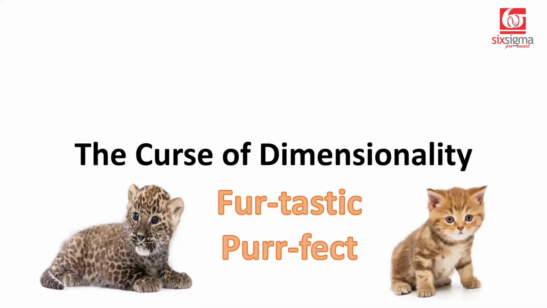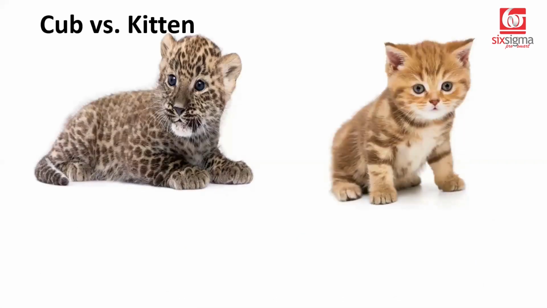Let's get started. So let's say you're trying to teach a computer how to differentiate between a cub and a kitten. Of course, it's something which is common sense for us human beings. We can just look at the object and figure out what it is. But how would a computer be able to differentiate? The computer would be able to differentiate it with the help of features. These features are also called dimensions.